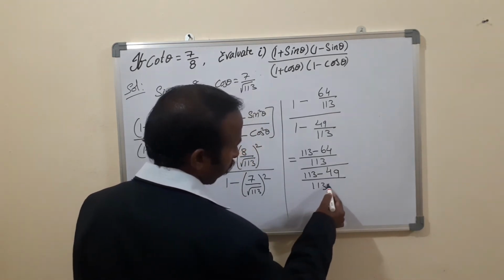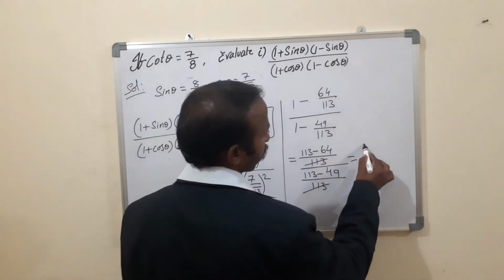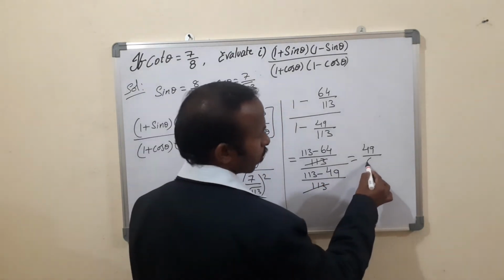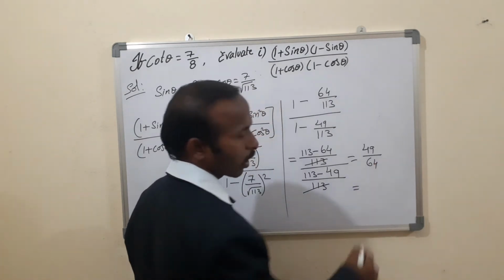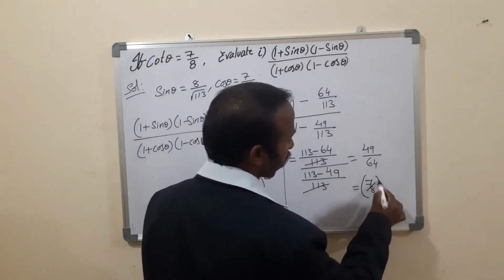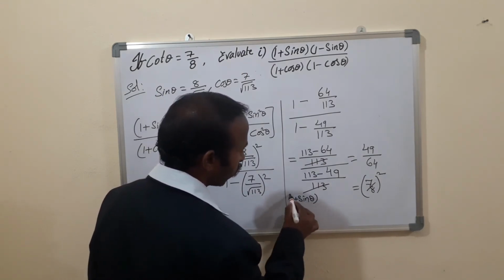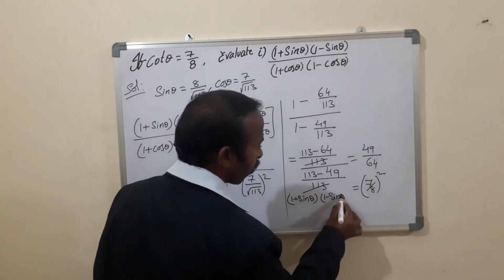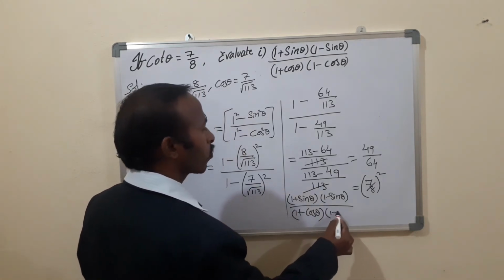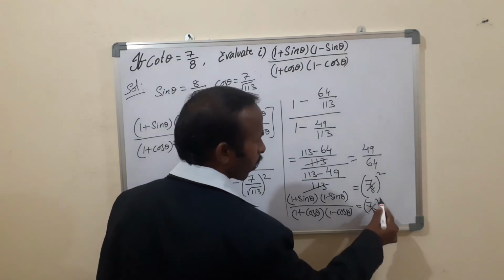If you observe carefully, 113 gets cancelled. Now 113 minus 64 is how much? 49. By 113 minus 49 is how much? 64. So finally this we can express as 7 by 8 whole square. Finally, 1 plus sin theta into 1 minus sin theta by 1 plus cos theta into 1 minus cos theta equals 7 by 8 whole square.